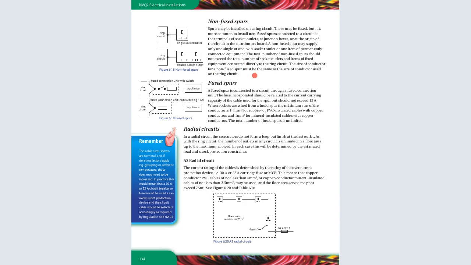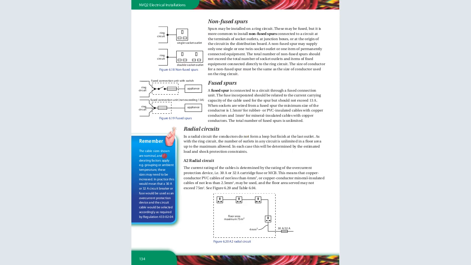So the size of the conductor of the non-fused spur must be the same as the size of the conductor used in the circuit. So those are non-fused spurs. Those are non-fused spur circuits. This is a ring and then it is tapped for the single socket and for the double socket.